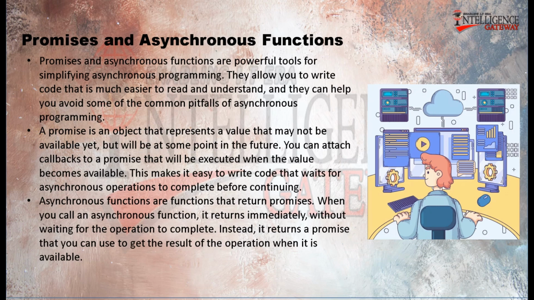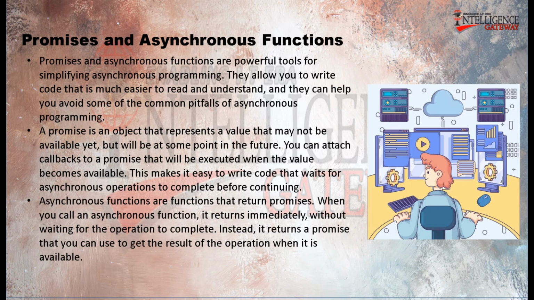A promise is an object that represents a value that may not be available yet, but will be at some point in the future. You can attach callbacks to a promise that will be executed when the value becomes available. This makes it easy to write code that waits for asynchronous operations to complete before continuing.